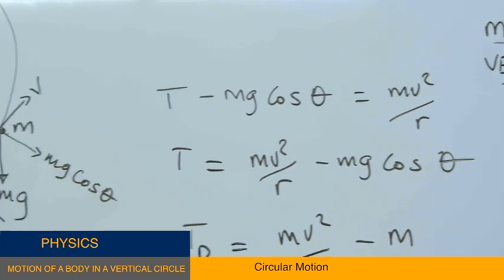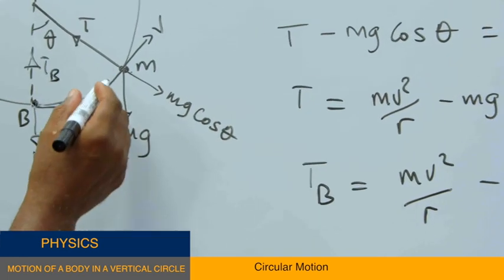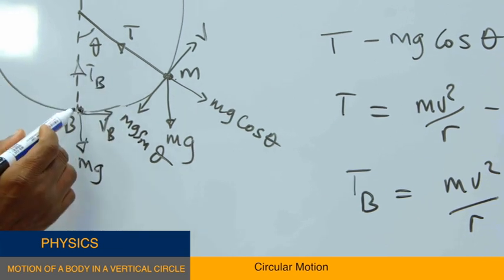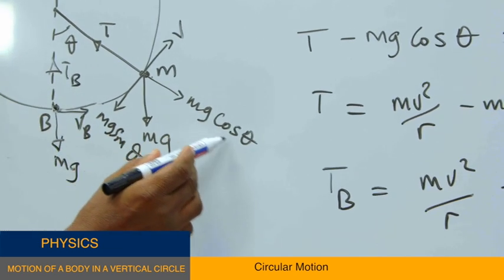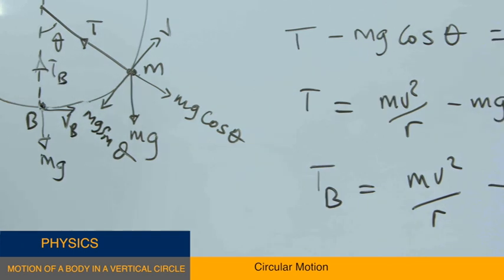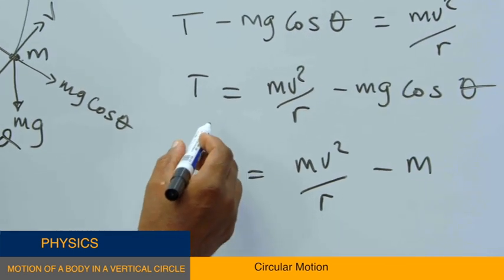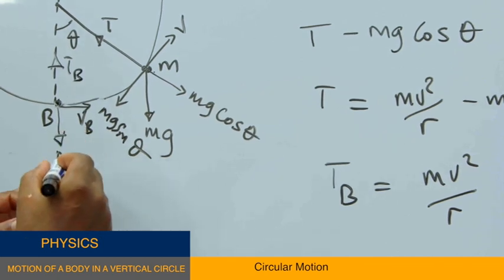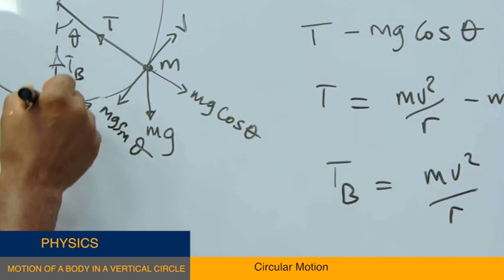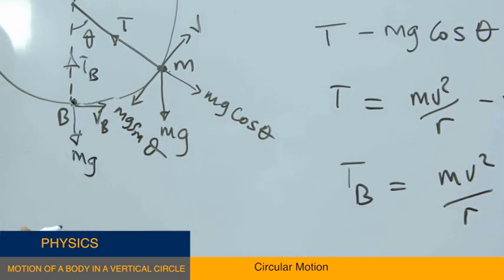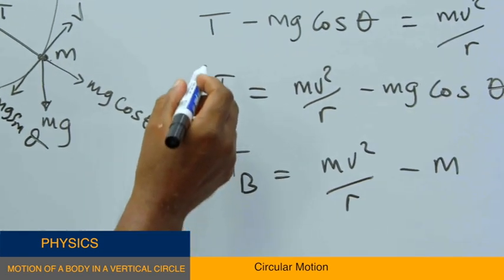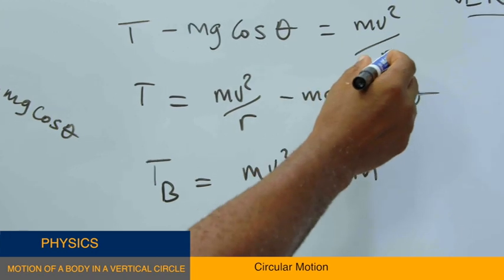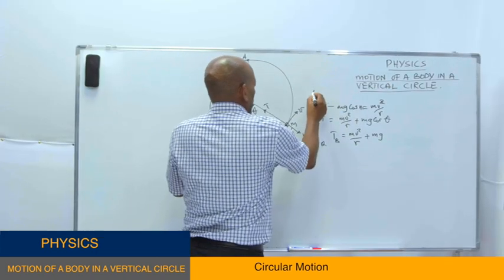If we start at point B, whenever the body m is at point B, the angle theta there is 0, so the cosine of angle 0 is 1. So we are going to have the resultant for the tension at B, as long as the weight is acting downward here. So we have T minus mg cos theta, which is equal to mv squared over r. This is at B.